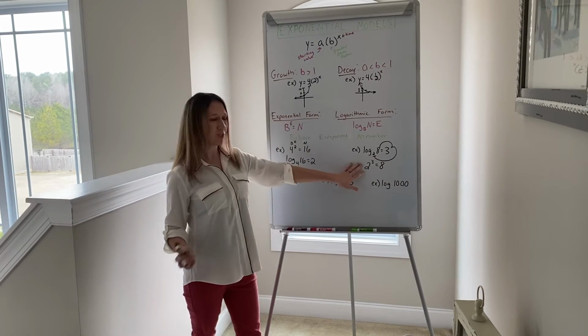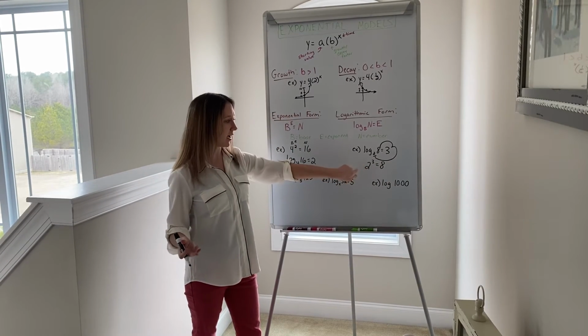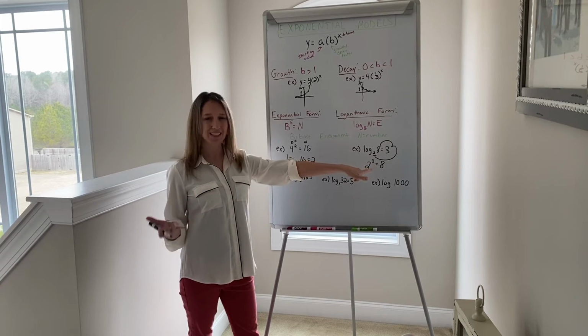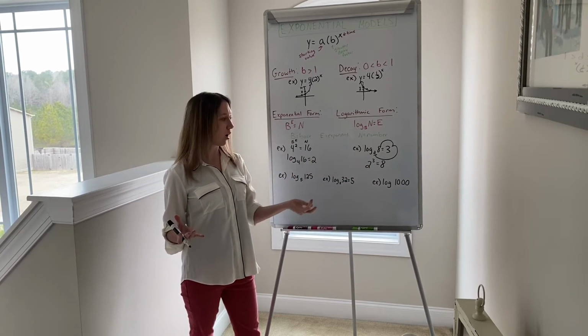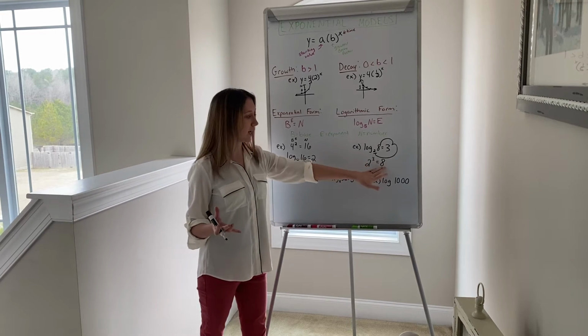Now what's nice with this form is you can check yourself. If I had this different, if I had 8 to the third equals 2, that's not mathematically correct, so I would know I did something wrong. So this right here, 2 to the third does equal 8, so you can see we did this in the correct order.